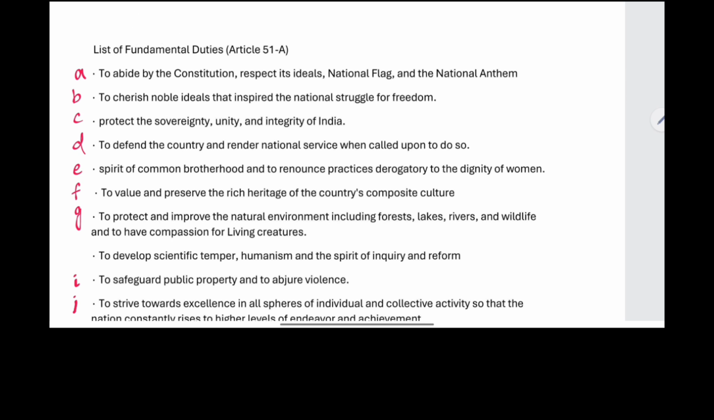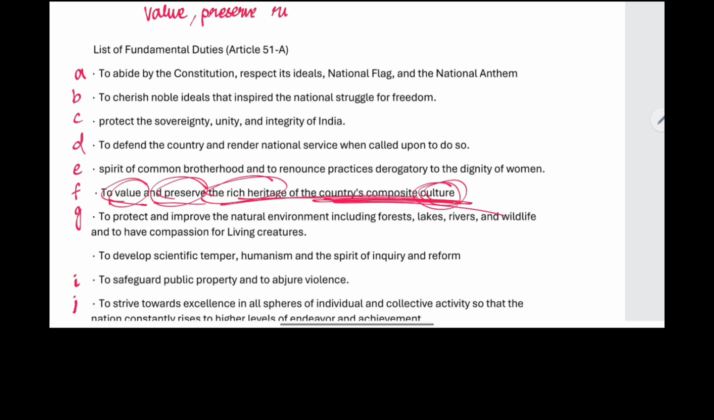Then we are speaking about the culture. We have a composite culture. To value and preserve the rich heritage of the country's composite culture, we need to value it, we need to respect it, at the same time we need to preserve it. It is a rich heritage of a country having a composite culture, right?